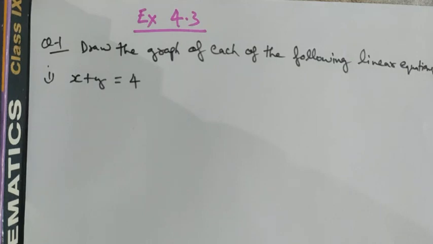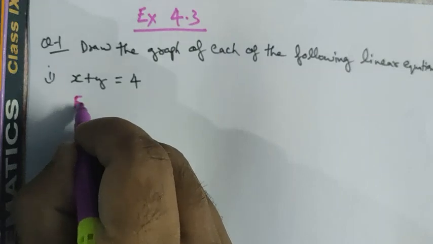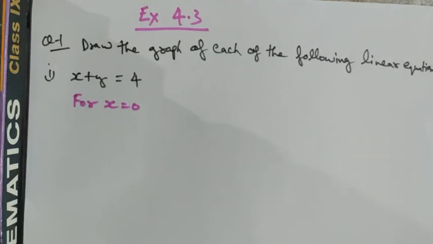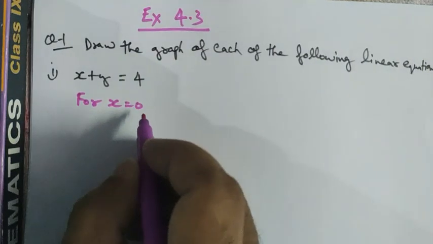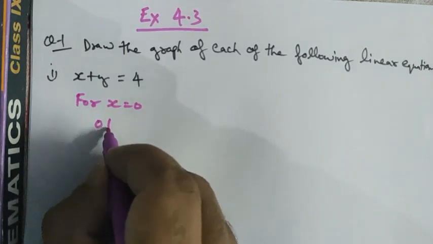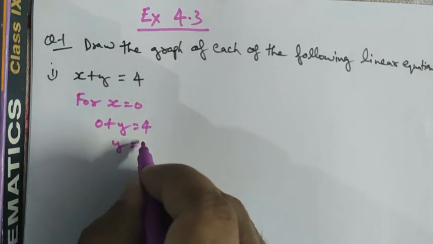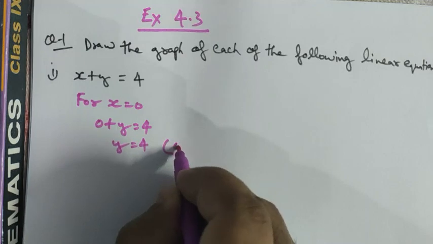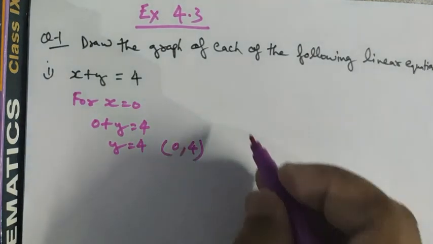Look how we'll do it. First of all, we can take x equals 0. Then what will be the value of y? Substituting x equals 0 in the equation, we get 0 plus y equals 4, y equals 4. So the first solution pair is x equals 0, y equals 4. 0 comma 4 is the first solution pair.